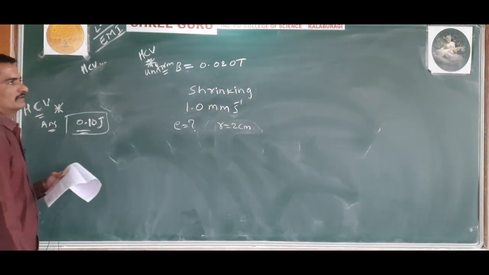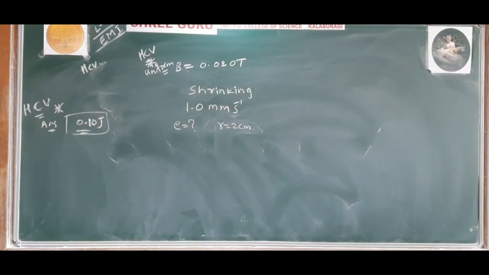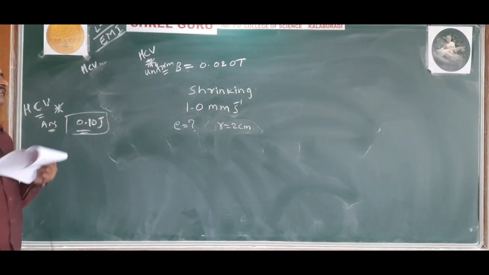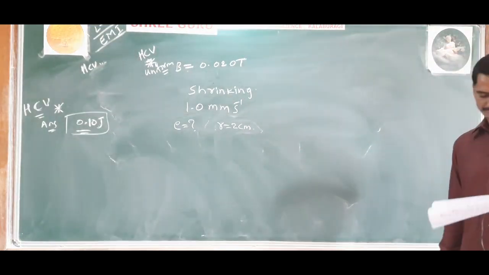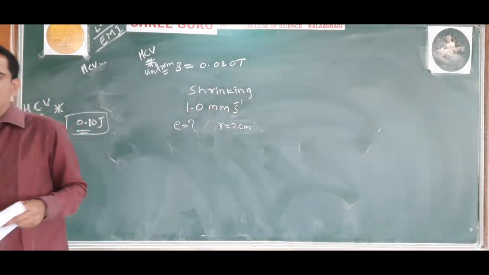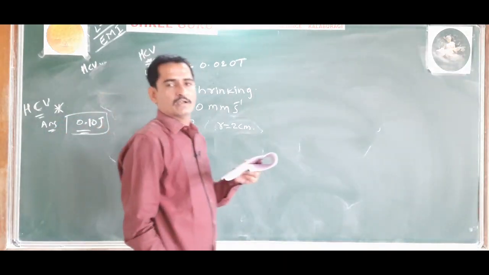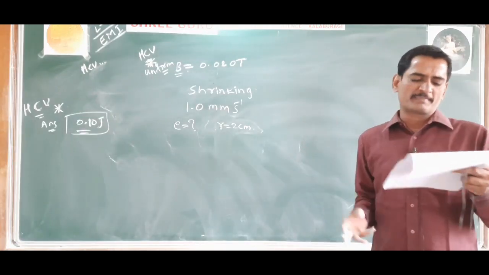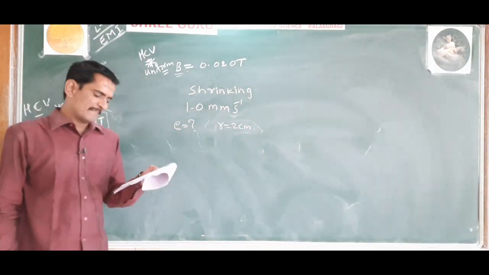So this is the question. Read the question properly and pause the video and try to solve if it is possible. So see the question. It looks very difficult, but it is not difficult. We just have to think as per the given question. Here, what has he given? A conducting circular loop is placed in a uniform magnetic field, with its plane perpendicular to the field.